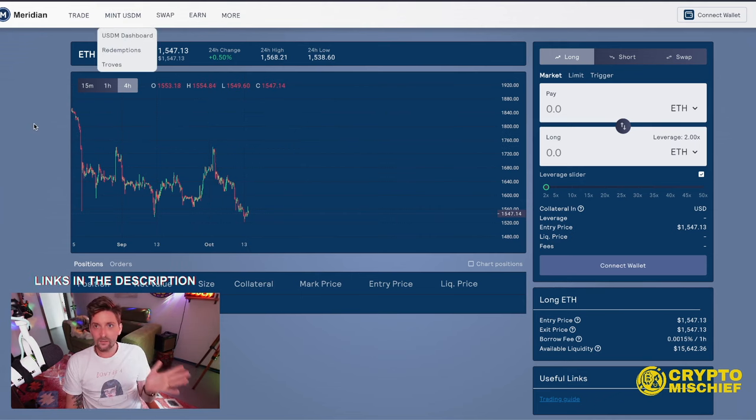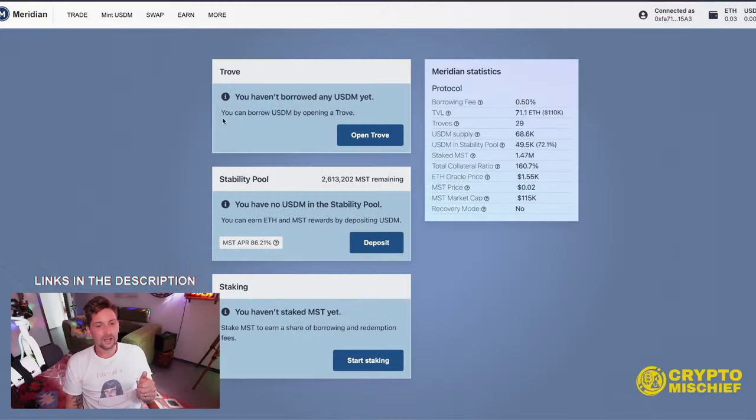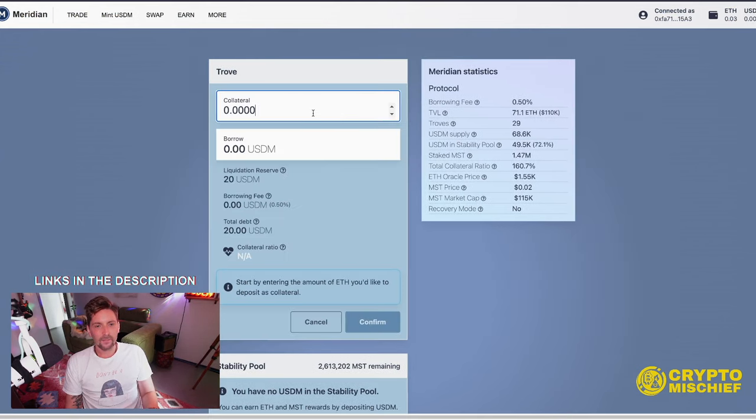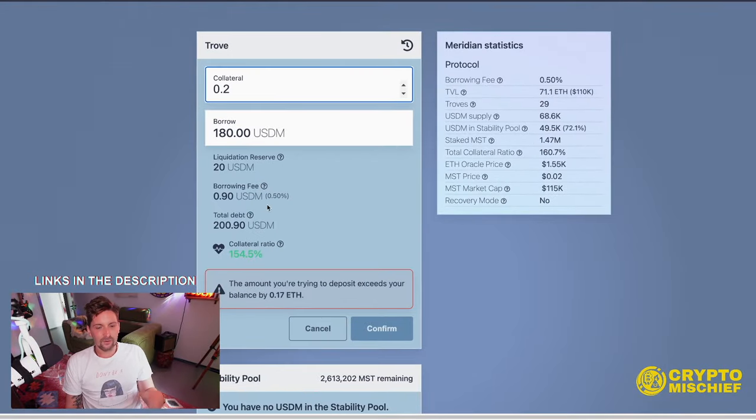You give ETH as collateral, then you borrow out their stablecoin, then you can stake their stablecoin to earn their reward token, then stake their reward token to earn, I think, ETH. Is that what's happening here? So we come to USDM, their stablecoin. You supply Ethereum into it, and by supplying Ethereum, you can mint it. So for example, I would open a Trove. That means I'm going to put in collateral, I think the minimum would be like 0.2, because your collateral ratio has to be 150%. Of course, I don't have that on this account, but if I did, then I'd borrow 180 USDM.